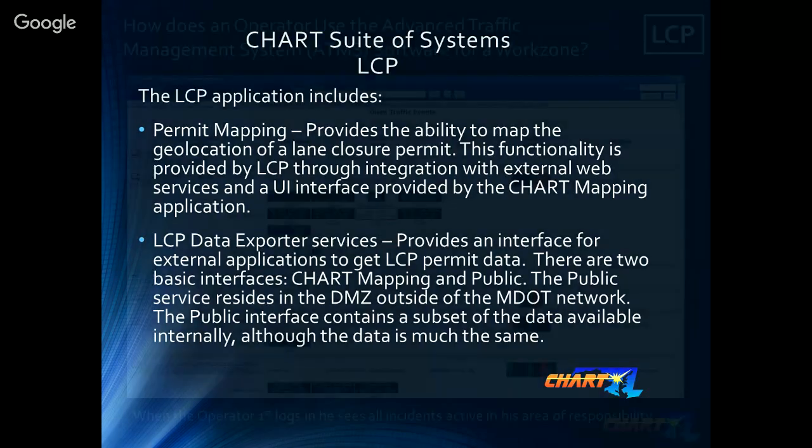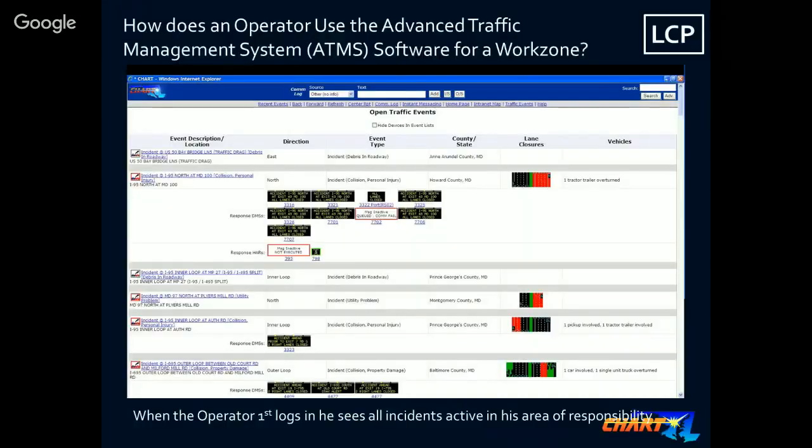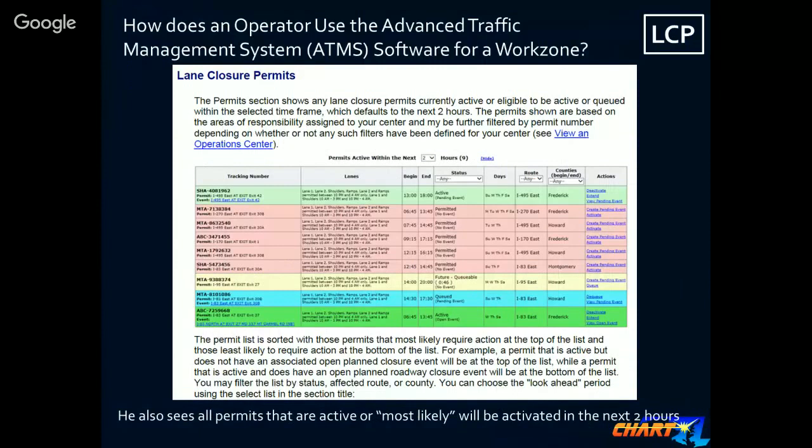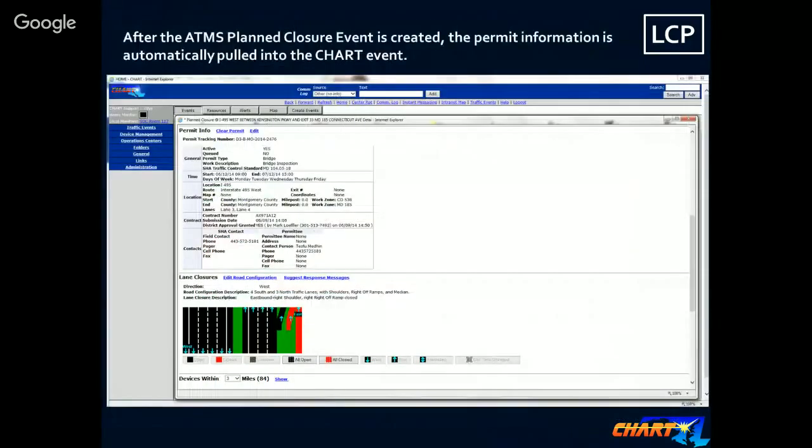So that now when my operator logs in the morning, you saw this screen, he logs in, here's what's going on around him. The very next thing he sees, every permit that is within 2 hours of activating. So he's got this list, it's in the morning, they haven't activated yet, he can click on one of them. When he clicks on one of them, it pulls the data into that chart event. Here's all the data that was in the permit, what road's gonna be closed, what lanes, who's working. That all gets pulled into our system.